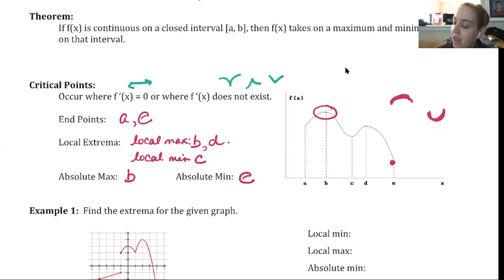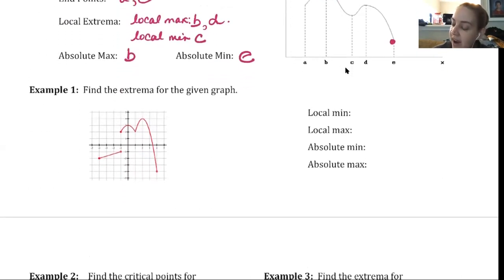So there you go. Find the extrema for the given graph. So your local minimums, where are there any low points? I'm going to go with 1 on this graph.